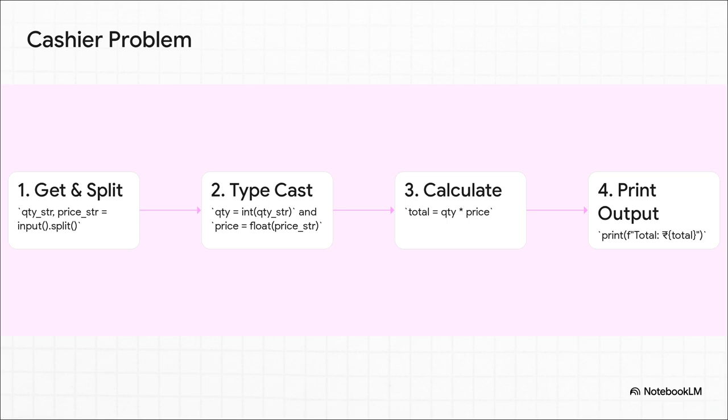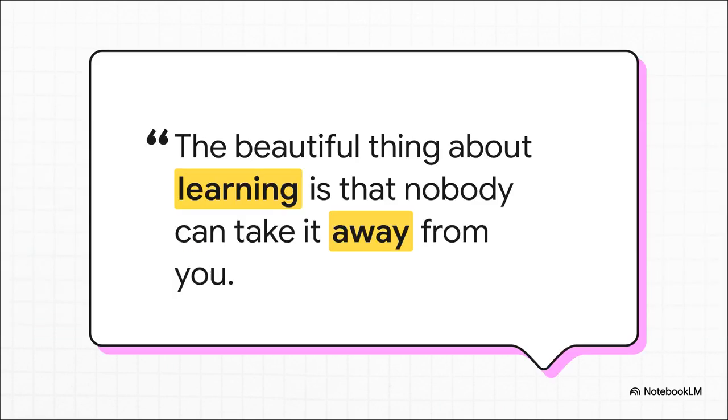Step 2, and this is the crucial part, we do our typecasting. Quantity becomes an int, price becomes a float. Step 3, now that they're proper numbers, we can do our math. And finally, step 4, we use a nice clean f-string to print the final result for the cashier. That's it, the full cycle. Input, process, and output. And that's really the heart of basic I/O in Python. It's the foundation for every single interactive program you'll ever build.